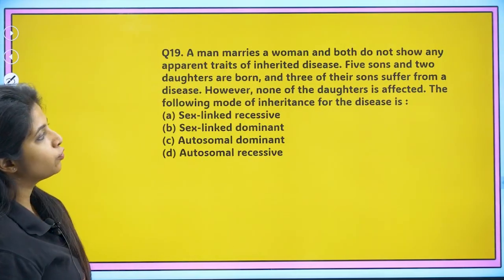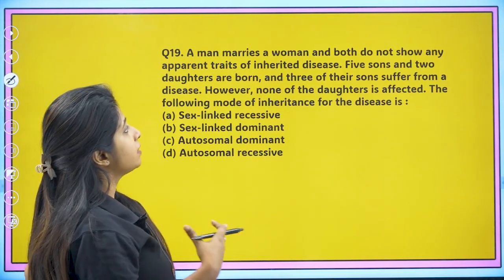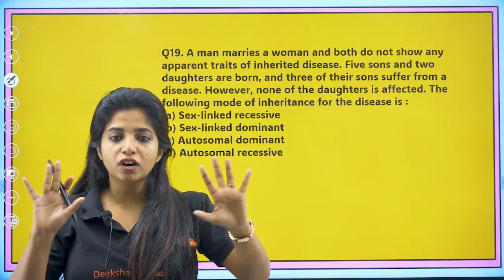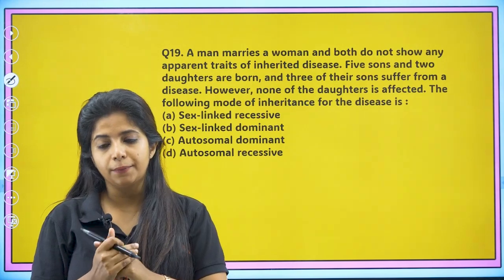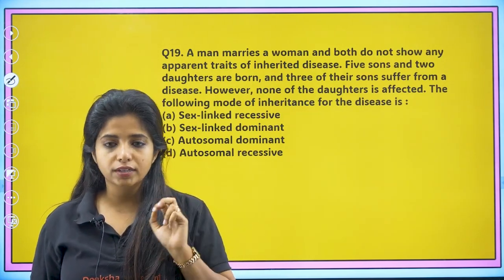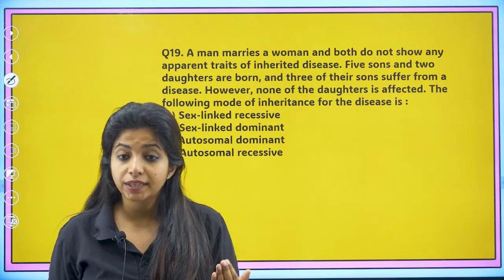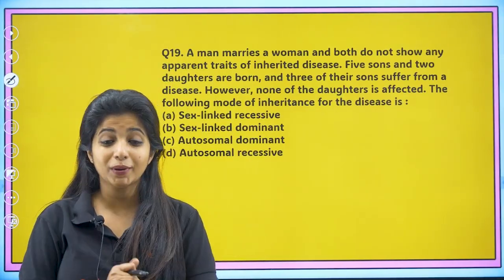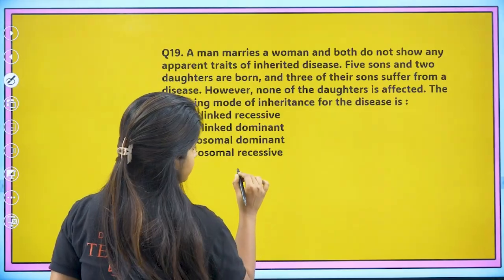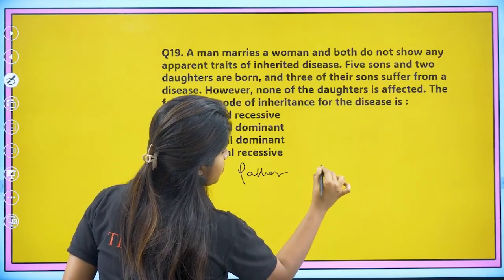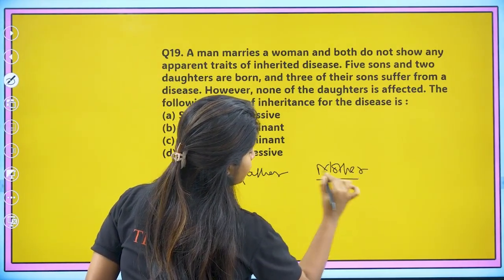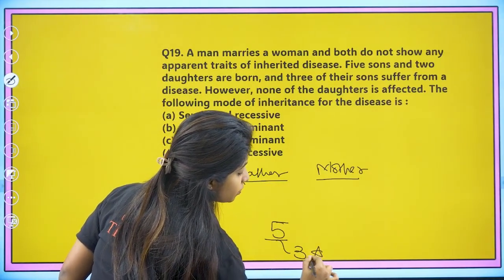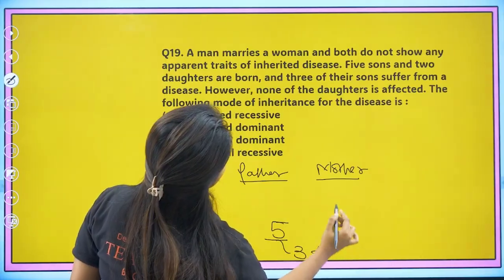Okay, a man marries a woman and both do not show any apparent traits of inherited disease. Okay, man is there, woman is there, both of them are not showing any signs of any disease. Now 5 sons and 2 daughters are born. 3 of the sons suffer from a disease. However, none of the daughters are affected. How can that happen? So the father and the mother, both of them do not have any disease. 5 boys are being produced. Out of them 3 are diseased, my dear children, and 2 daughters, right?